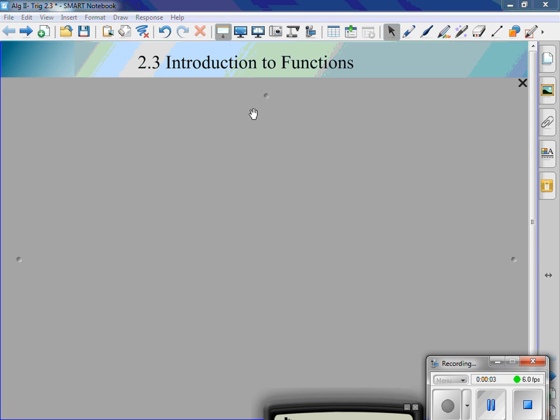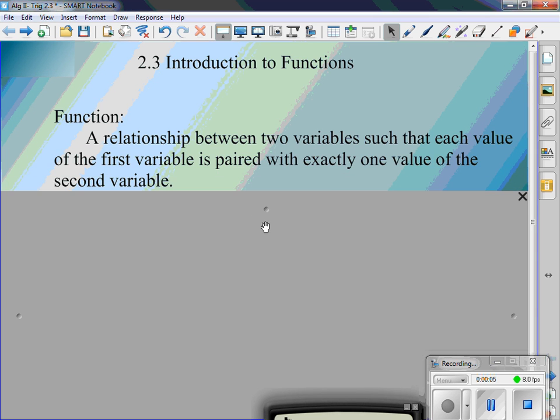2.3, Introduction to Functions. A function is a relationship between two variables such that each value of the first variable is paired with exactly one value of the second variable. What this really means is that the first variable is paired with exactly one of the second variable. When we're talking about data points, what's my first variable called? X, the second ones are y's. For every x, there can only be one y.